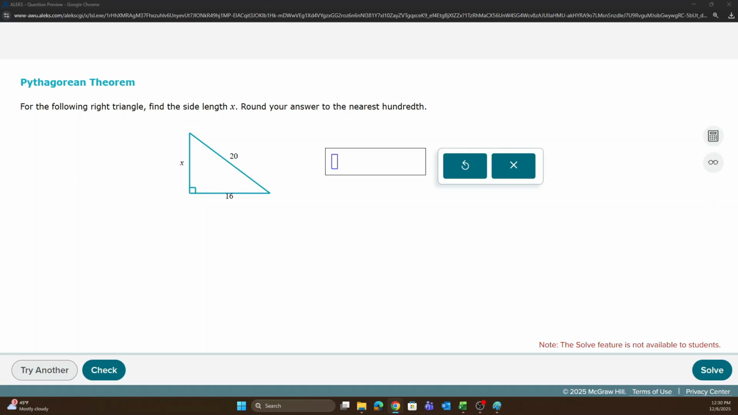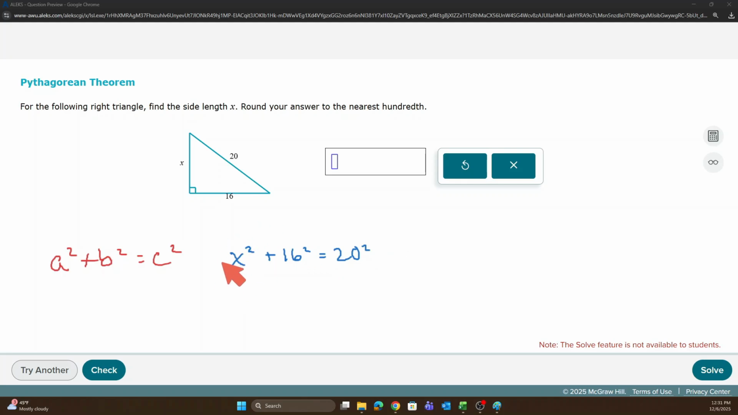All right, here we have our problem 3, which is going to be based on the Pythagorean theorem. Now, if you recall, the Pythagorean theorem is a squared plus b squared equals c squared. In this case, it doesn't really matter which one of these you pick as a. What we're going to end up doing is we've got x squared plus 16 squared equals 20 squared.